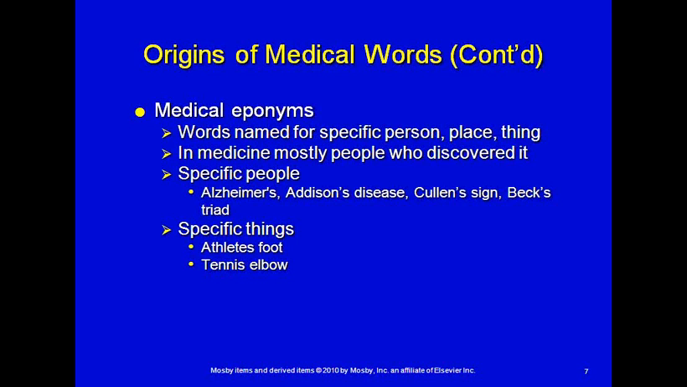Now, a medical eponym are words named for a specific person, place, or thing. And in medicine, mostly the people who discover it get the name. As an example, Alois Alzheimer. Of course, the disease Alzheimer's was named after him. Addison's disease, Cullen's sign, Beck's triad. So these would be eponyms. And the eponym can also be a specific thing, like athlete's foot or tennis elbow. Those would be good examples of eponyms.